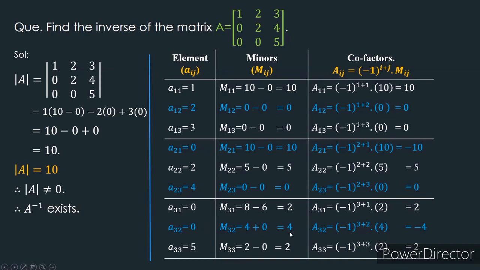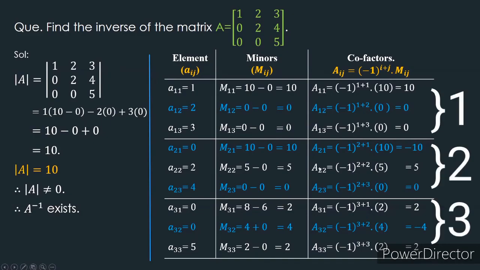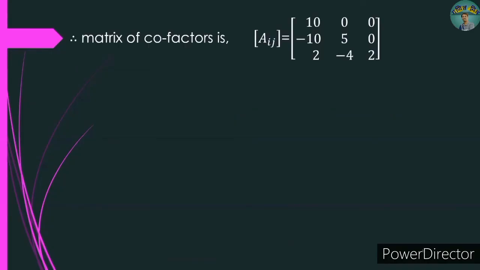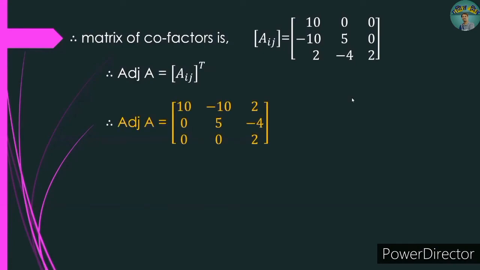Now, our next aim is to write down the matrix of cofactors. Now you can see our cofactors are 10, 0, 0, minus 10, 5, 0, and 2, minus 4, 2. Now, to write down the matrix of cofactors, just write down this first triplet as the first row, second triplet as the second row, and third triplet as the third row. So our matrix of cofactors will be like this. Now the transpose of this matrix is nothing but the adjoint. Adjoint will be like all the rows of this matrix written column-wise. This is the adjoint of the given matrix.